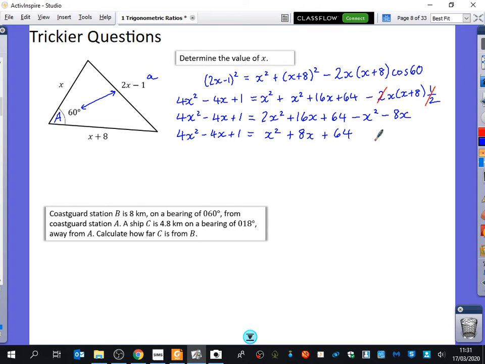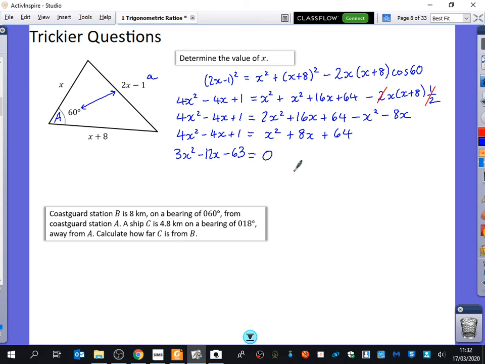When I get to this stage, what do I need to do? Collect like terms, make everything equal 0. I think it's going to be easier to make this the correct side. So I'll take away x squared, I'll take away 8x, and I'll take away 64. So I get 3x squared minus 12x minus 63.